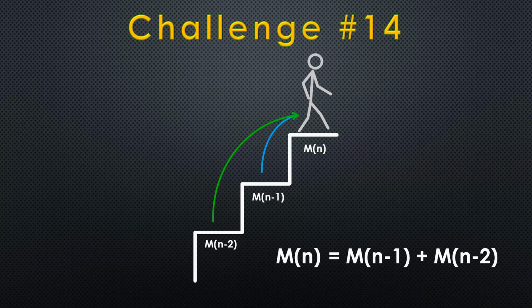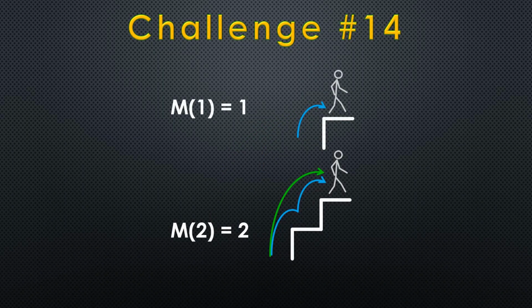Furthermore, looking at the beginning of the staircase, we have that for a single step, m1 equals 1, and for two steps, m2 equals 2. That is because with one step, we can only get to the top in one way, whereas with two steps, we can either take two single steps or one double one. Hence, there are two ways of getting to the top.